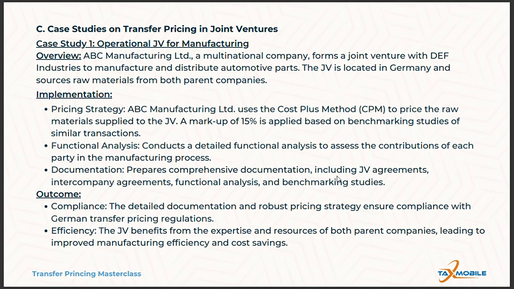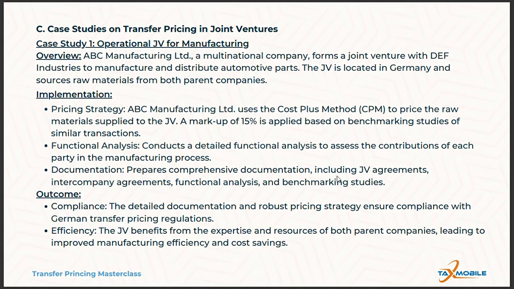Now we're going to be looking at some practical examples to illustrate the application of transfer pricing principles in joint ventures. Now let's look at case study 1, operational joint venture. We have the operational JV for manufacturing. ABC Manufacturing Limited, a multinational company, forms a joint venture with DEF Industries to manufacture and distribute automotive parts. The JV operates in Germany and sources raw materials from both parent companies.